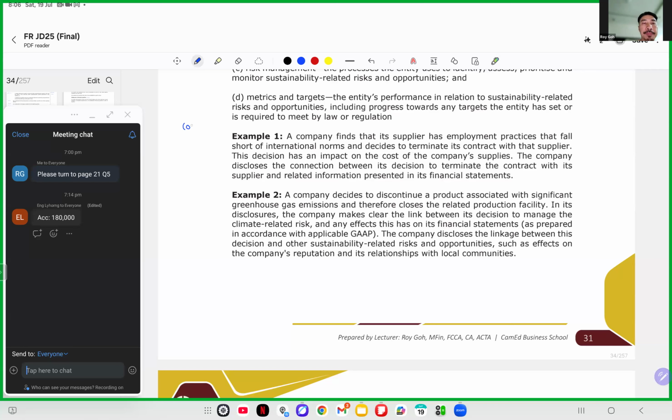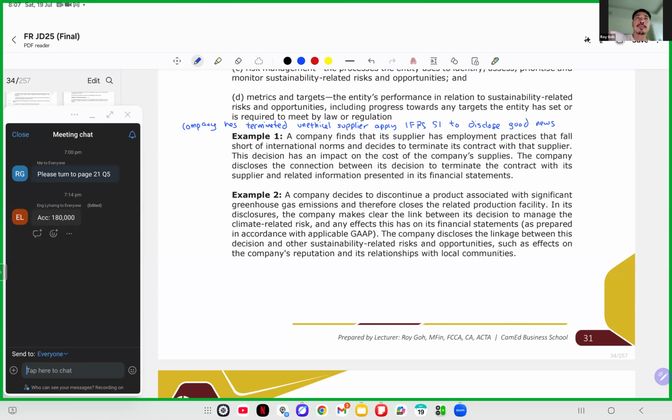Your company has terminated an unethical supplier. What do you do? You shall apply IFRS S1 to disclose this good news. I said to disclose this good news. So IFRS S1 shall disclose both good news and bad news.